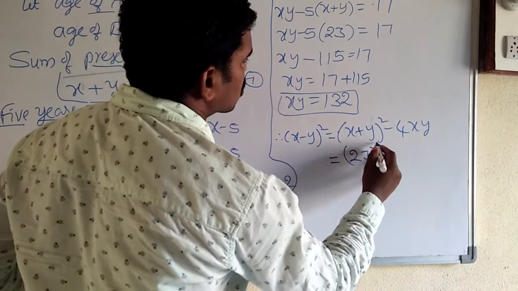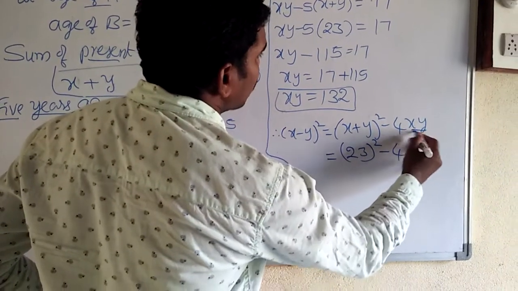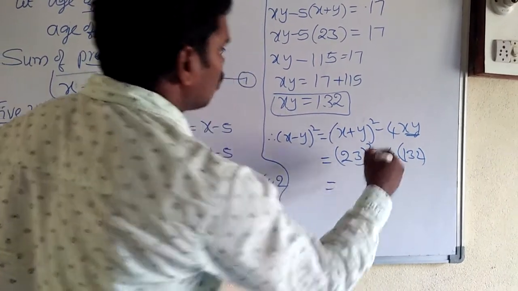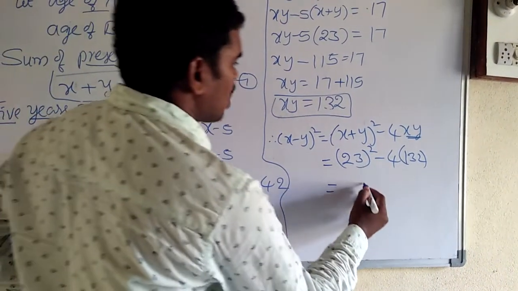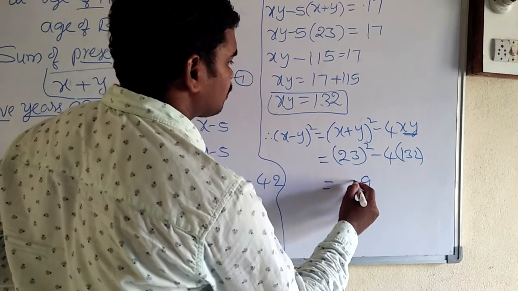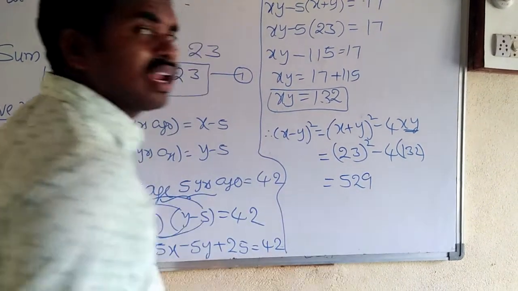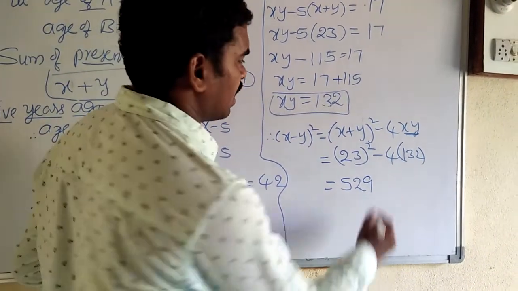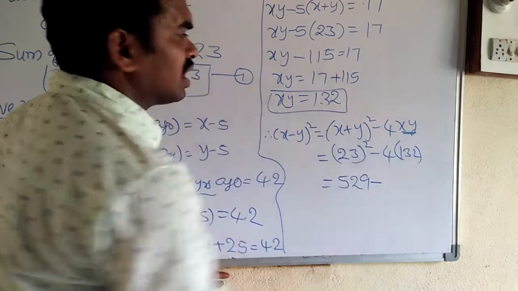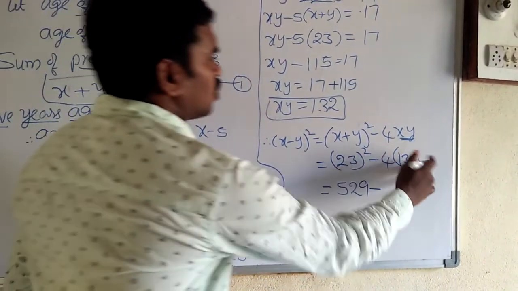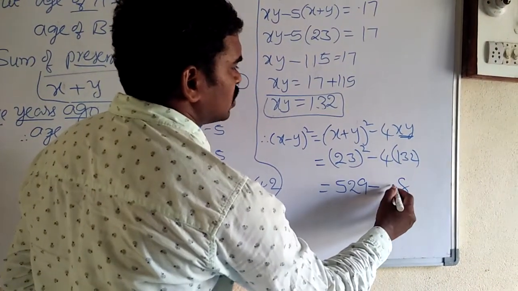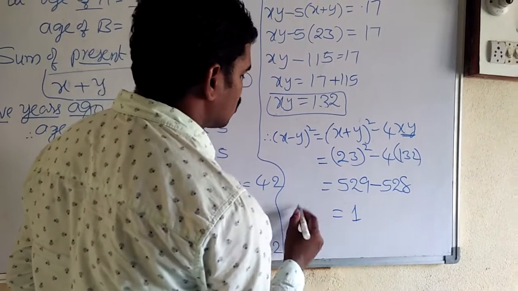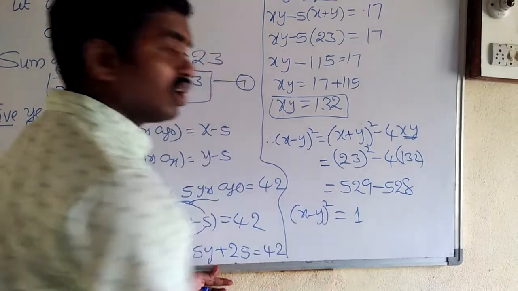So 23 whole square minus 4 times xy. Xy means 132. Now 23 whole square means 23 into 23, that becomes 529, minus 4 into 132, which is 528. So x minus y whole square is equal to 1.